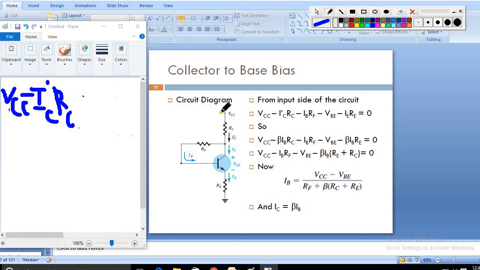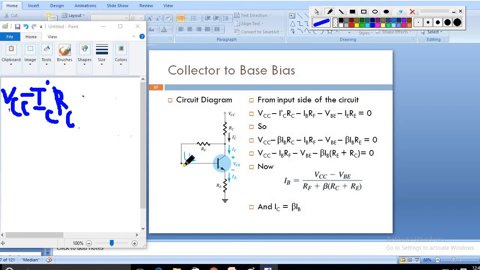So this is the path. Here this is RF, right? The current flowing through this RF is IB, right? So again here it is plus and minus. The voltage drop across RF is minus IB RF. See here, minus IB RF.